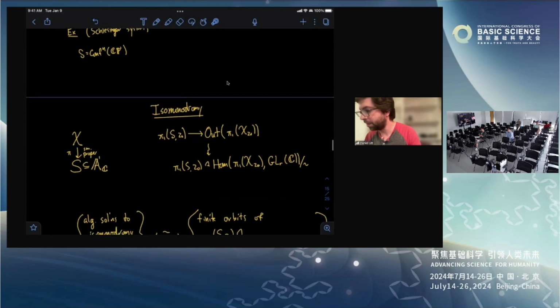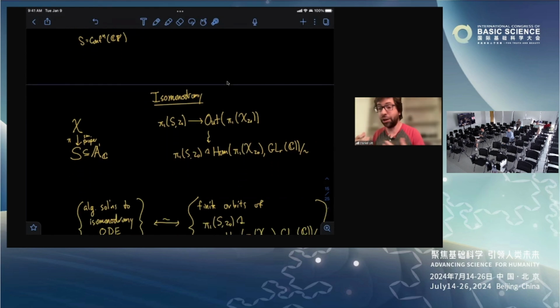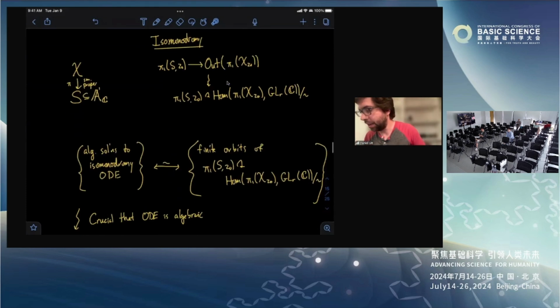Okay, so let me just tell you in this language what algebraic solutions to this isomonodromy ODE are. An algebraic solution to this isomonodromy ODE is a finite orbit of this action I've just described, of pi1 of the base on representations of pi1 of the fiber.